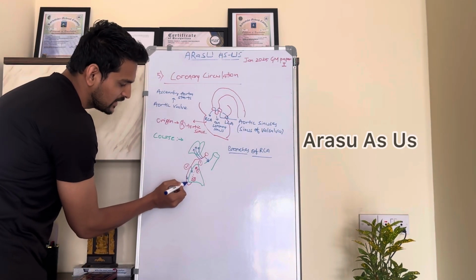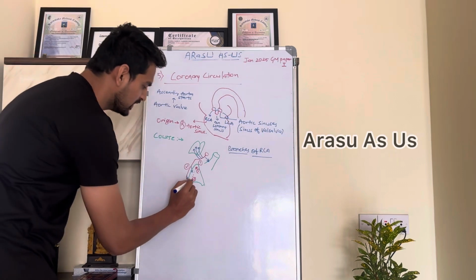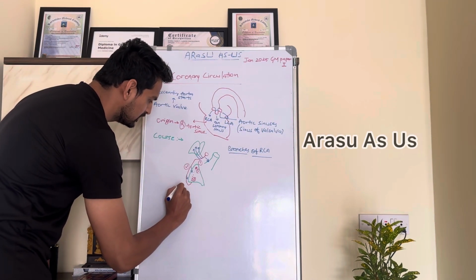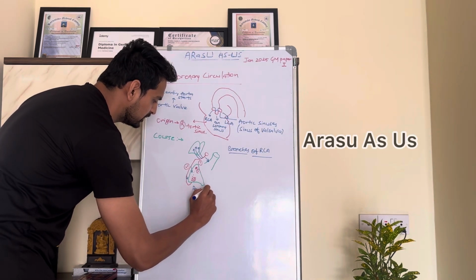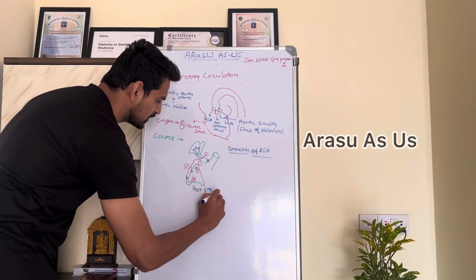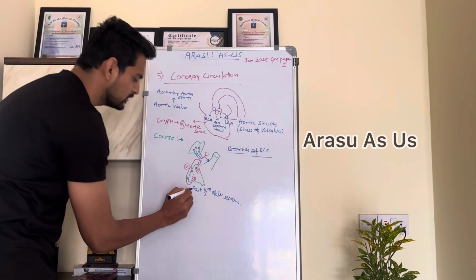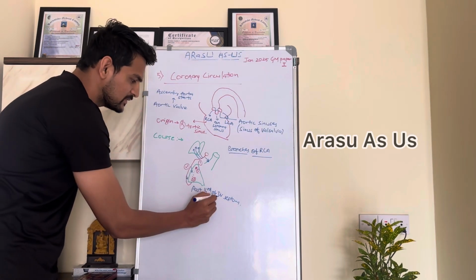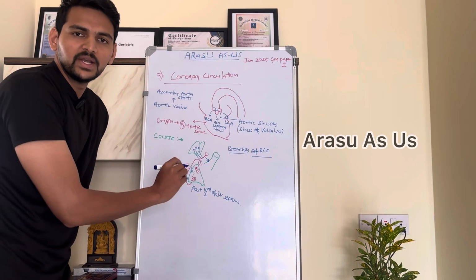And it takes a turn at the posterior aspect, and here comes a very, very important branch. That is, in the posterior aspect, it will give septal branch. That is, it will mainly supply posterior 1/3 of interventricular septum. Why is it so important? Because whatever the artery which supplies this posterior aspect of interventricular septum is called as dominant circulation.